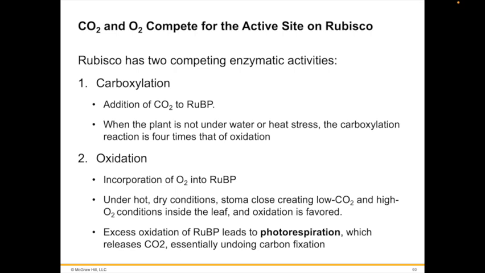This loss rises substantially as temperature increases because under hot, arid conditions, specialized openings in the leaf called stomata close to conserve water. This closing cuts off the supply of CO2 entering the leaf and does not allow oxygen to exit. As a result, the low CO2 and high oxygen conditions within the leaf favor photorespiration.